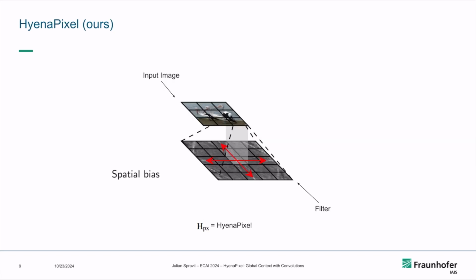Another natural extension is HyenaPixel. Here we not only have bidirectional modeling, but also keep the 2D structure of images intact.